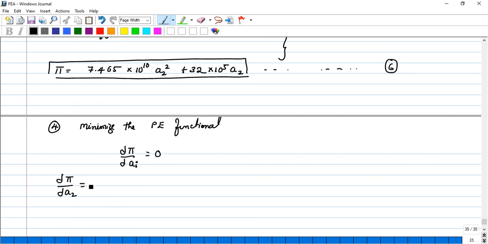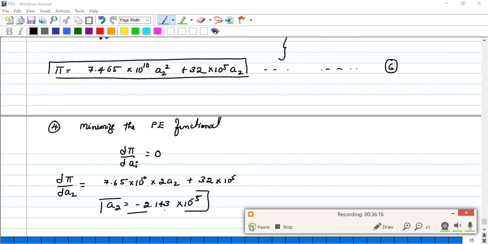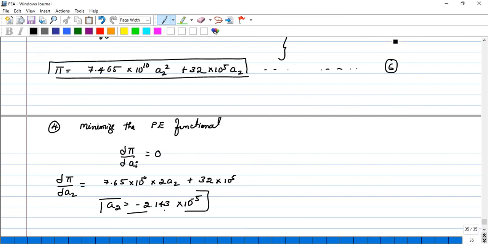When I do that, I will be getting 7.65 into 10 raised to 10 multiplied by 2A2 plus 32 into 10 raised to 5, and substituting this equal to 0, I will be getting A2 as minus 2.143 into 10 raised to minus 5. So now I was able to identify this particular function. So this is the value of A2.